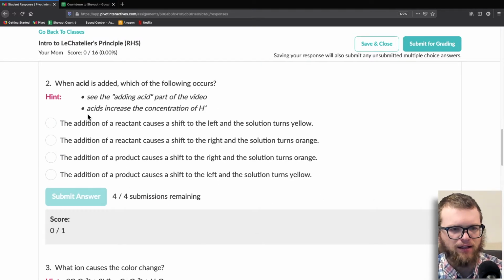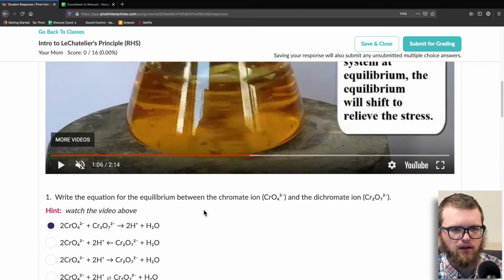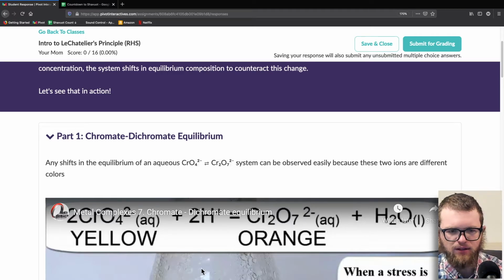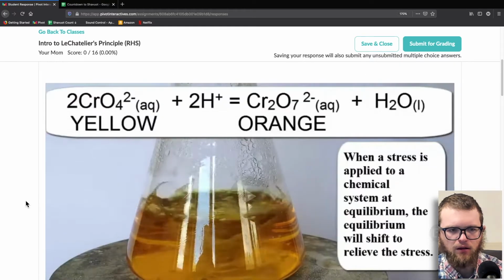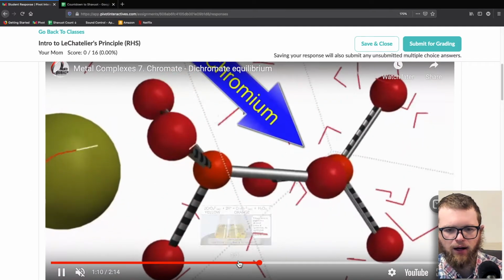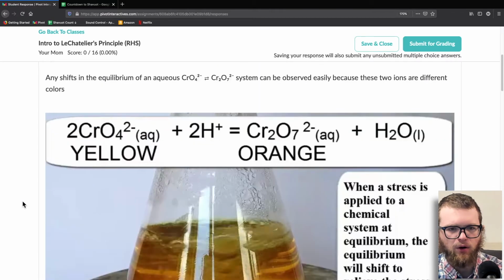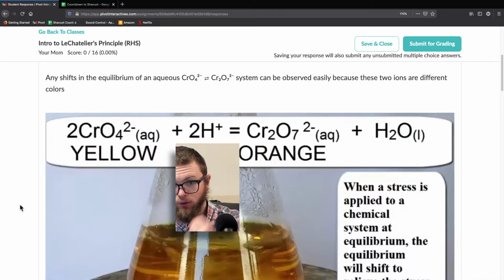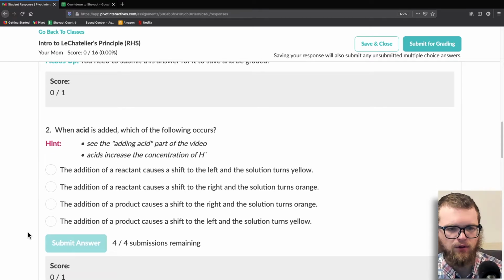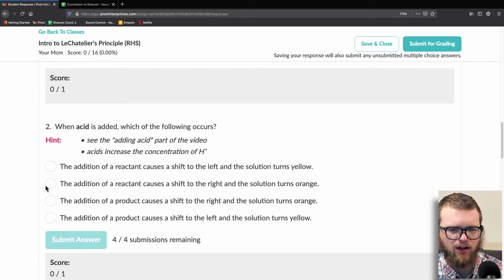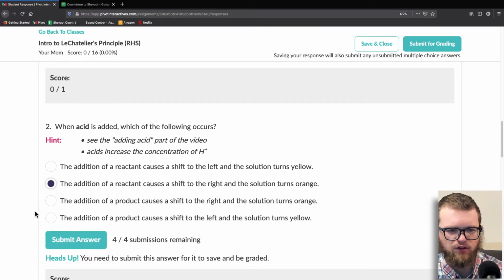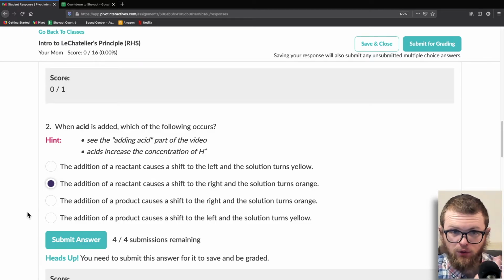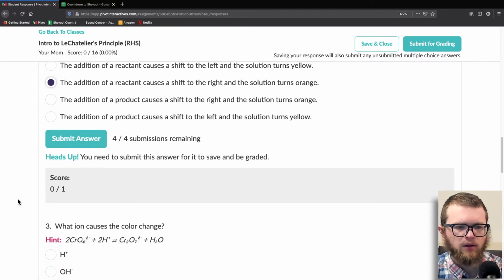And it said acids increase the concentration of H+, and we know that H+ right there is on the reactant side. So we can say the addition of a reactant turns the solution, well, did it turn orange or did it turn yellow? I don't remember. Watch the video up there to check.